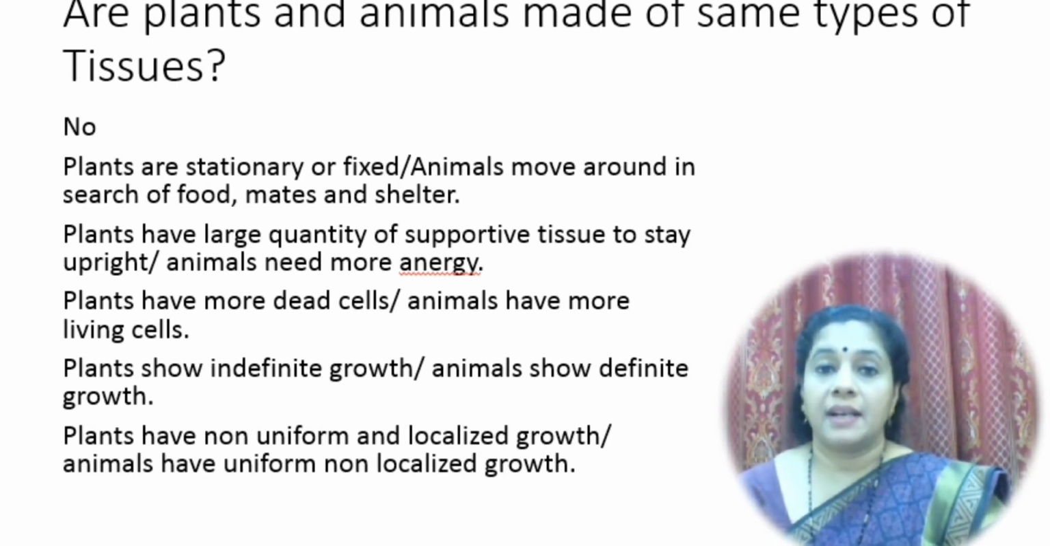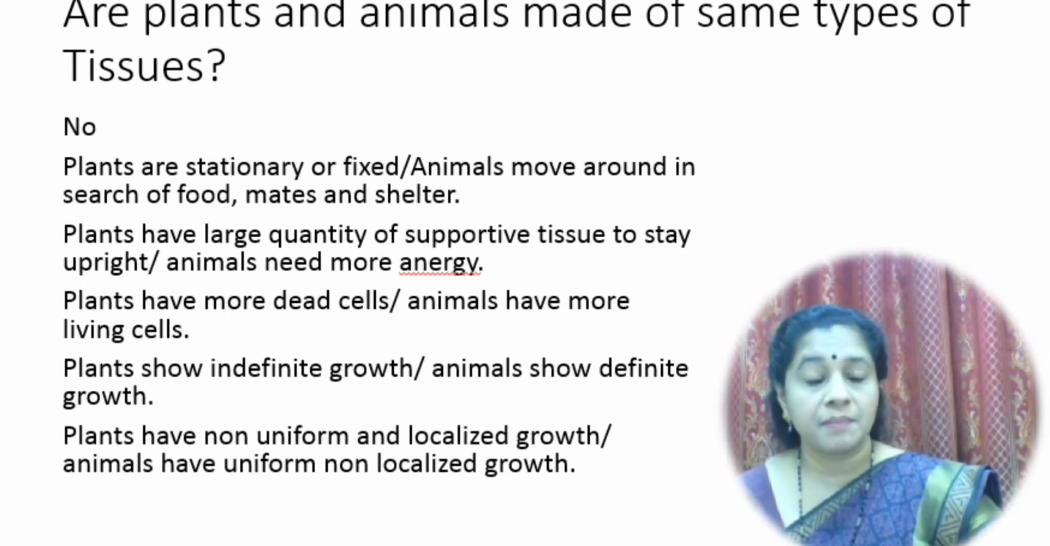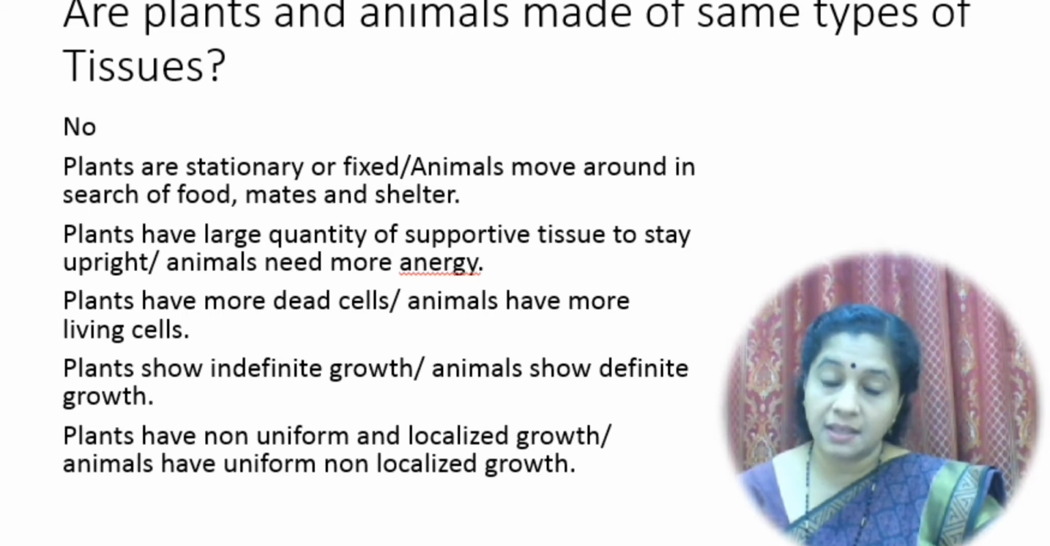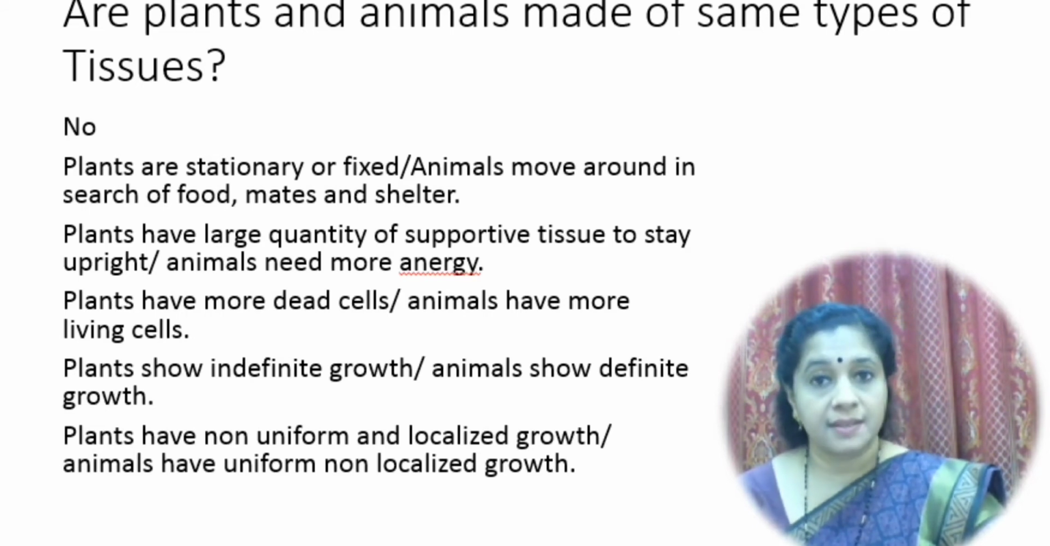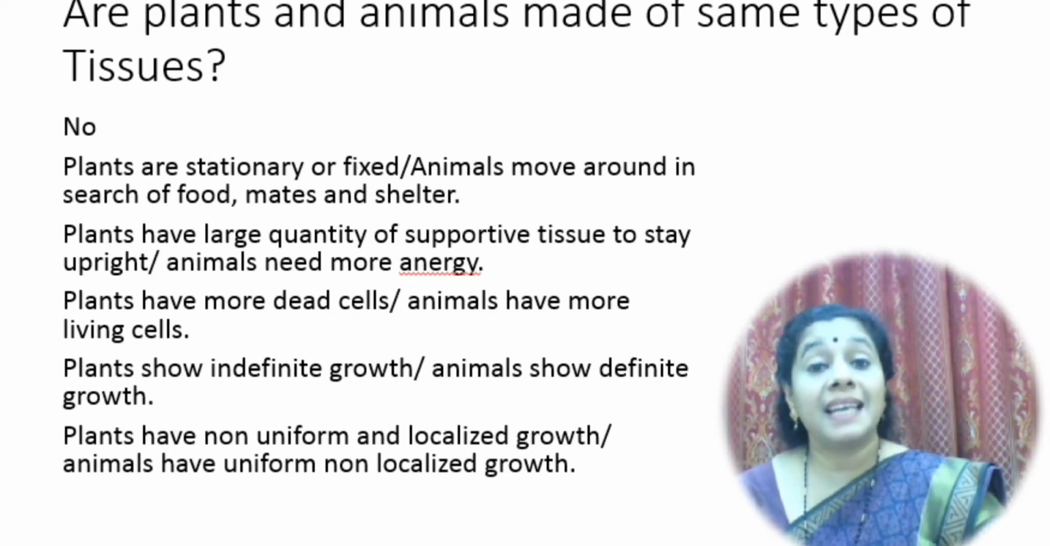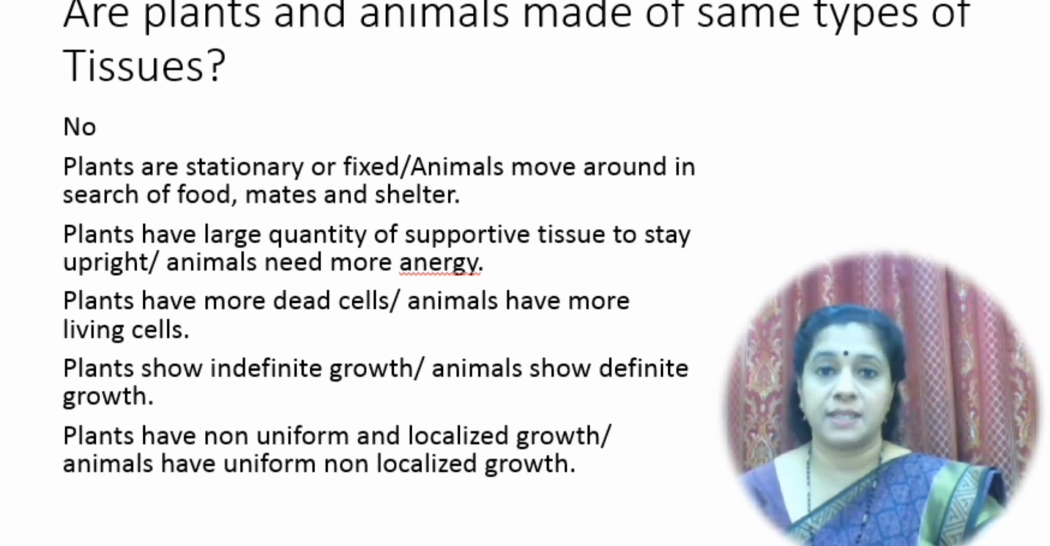Now, the next question arises. Are plants and animals made of the same type of tissues? The answer is no. Why is our answer no? Because plants and animals have certain differences with respect to their growth pattern and their body organization. If we analyze that, we can understand that they cannot have the same type of tissues.